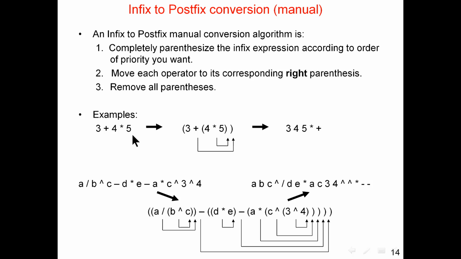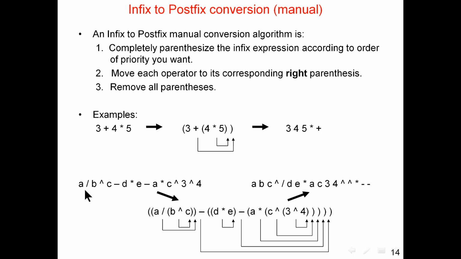What we do in the next step is parenthesize: put all parentheses, covering even the outer parentheses, and now you start moving the operator to the enclosing parenthesis. That means this multiplication comes in between, then plus comes outside this, because you have to move the operator to the right, out of the enclosing parenthesis, and finally it looks like this: 3 4 5 multiplication plus. The same goes with the next example.